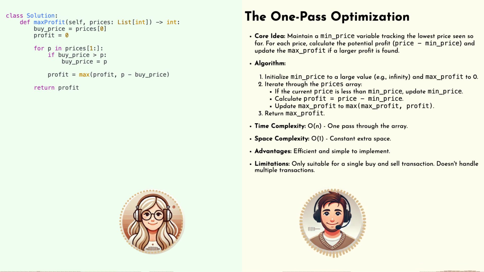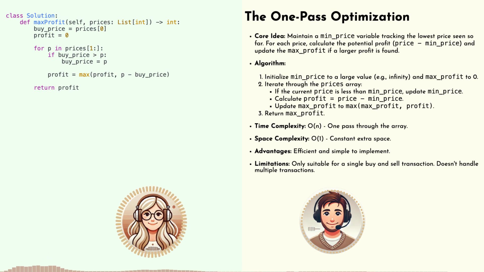And for each price, we calculate the potential profit and update our maximum profit if it's higher. You got it. It's all about finding the best entry point, the lowest valley, and aiming for the highest peak, the best exit point. This sounds so much more efficient than that brute force method we talked about earlier. It is. The time complexity for this one-pass approach is O(n).